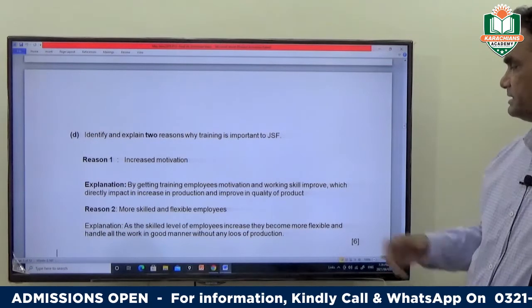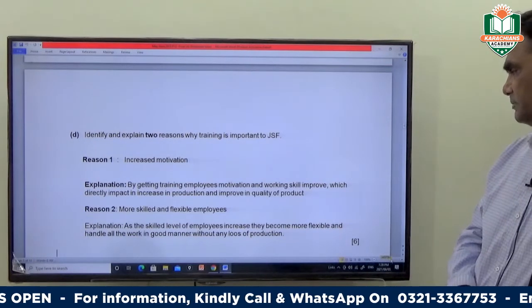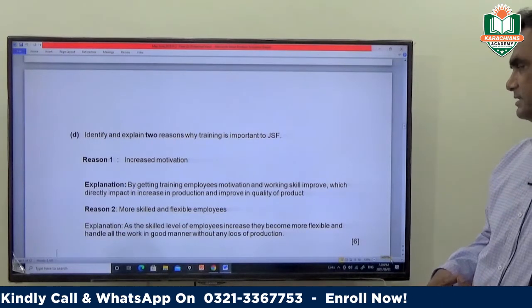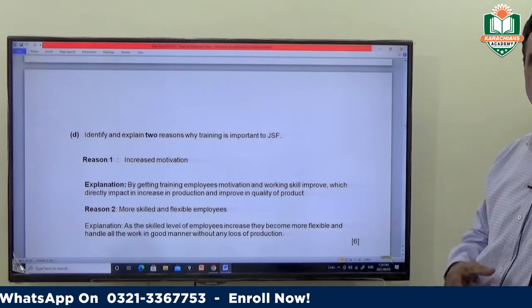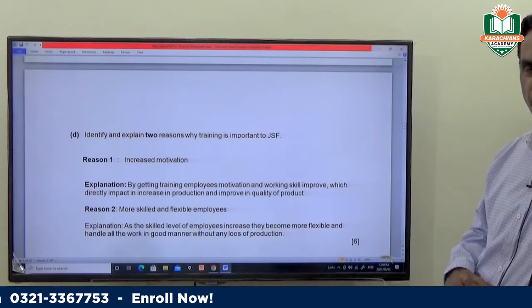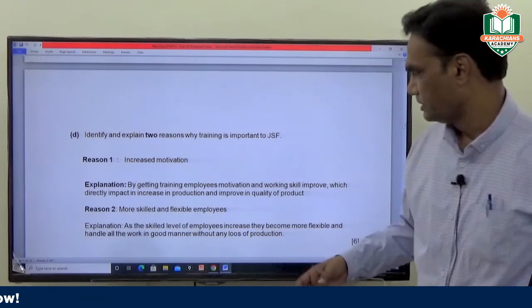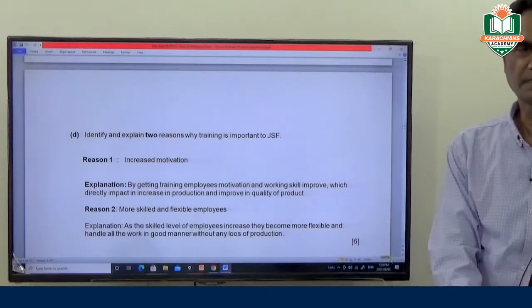It means if we have skilled employees, they can become more flexible and handle the work in a good manner, because they learn new things, they know the importance of doing the job and how things are to be done. So it helps.